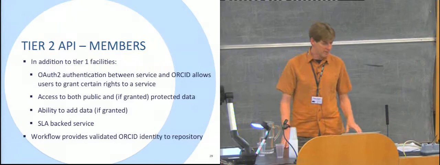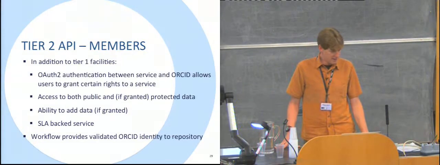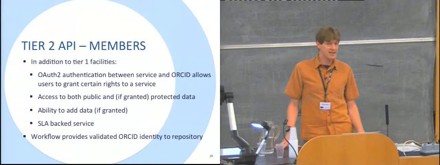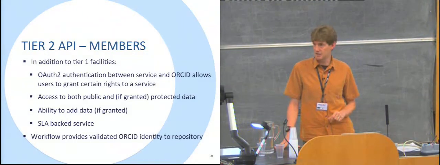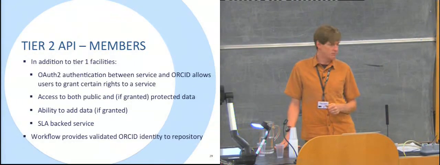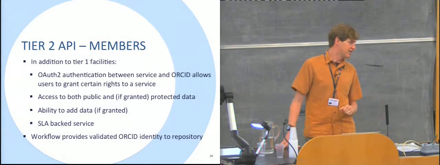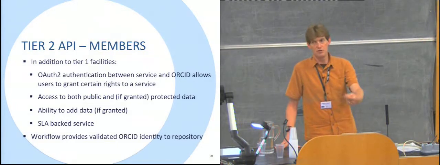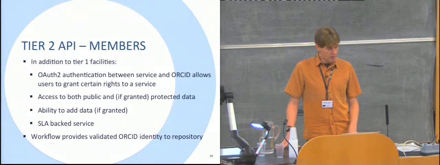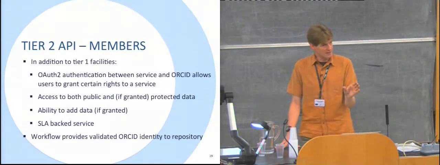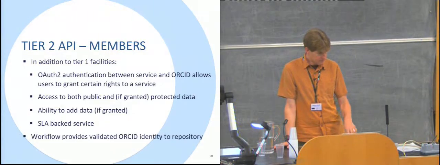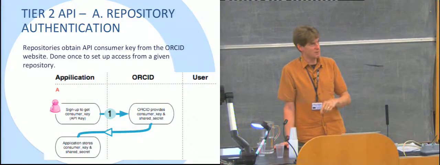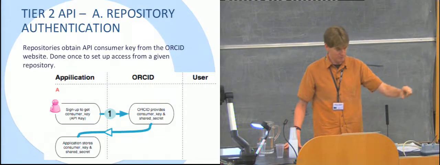ORCID members will have access to an authenticated, SLA-backed API, which provides access both to the public data and, if users grant it, to what we're calling protected data about them. Data they are saying they don't want to release on the public web, but they want to allow trusted parties to access. For example, if you run an institutional repository, I think it's reasonable to say that a great many of your researchers would grant you access to their protected data. The workflow provides both a validation of the ORCID identity as being owned by that researcher, because they go through a login process, and this trust mechanism whereby the author says, okay, I'm trusting you as a repository to do certain things.